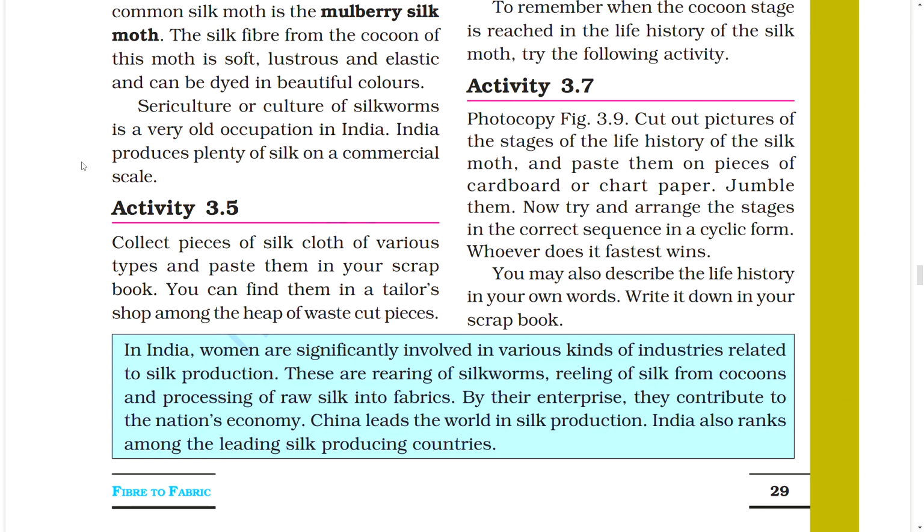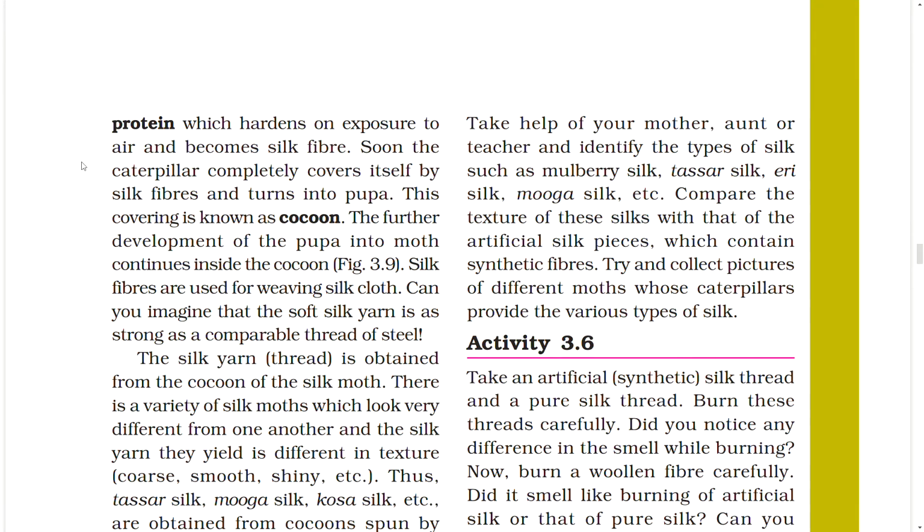Activity 3.5. Do this. Collect pieces of silk cloth of various type and paste them in your scrapbook. You can find them in a tailor's shop among the heap of waistcoat pieces. Take help of your mother, aunt or teacher and identify the types of silk such as mulberry silk, tussar silk, eri silk, moga silk, etc. Compare the texture of this silk with that of the artificial silk pieces, which contain synthetic fibers. Try and collect pictures of different moths whose caterpillars provide the various type of silk.